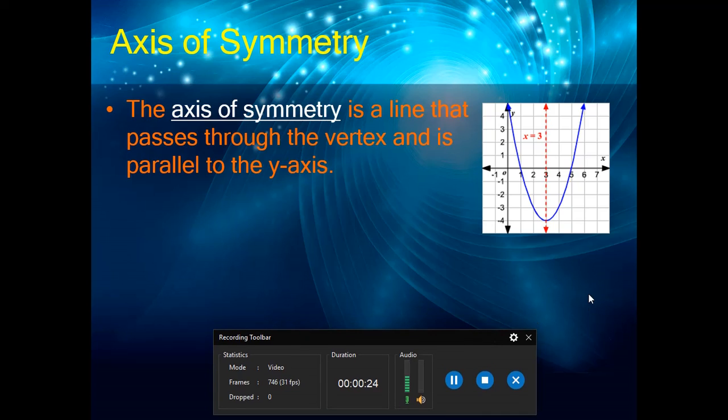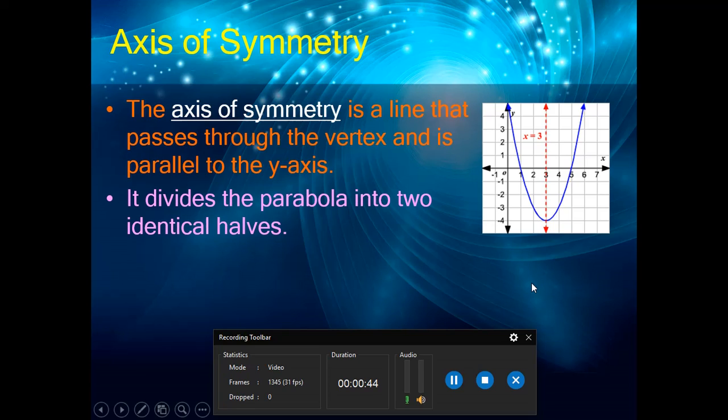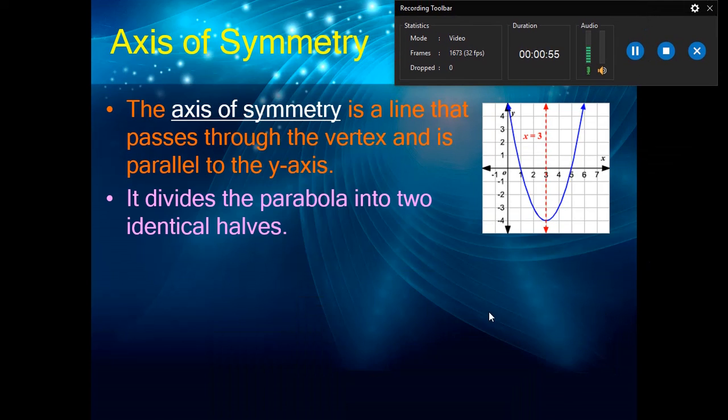The first key feature that's important with a parabola is locating the axis of symmetry. The axis of symmetry is a line that passes through the vertex, which is the lowest point here, and it's parallel to the y-axis. The axis of symmetry does divide the parabola into 2 identical halves. We did examine this when we studied absolute value functions.